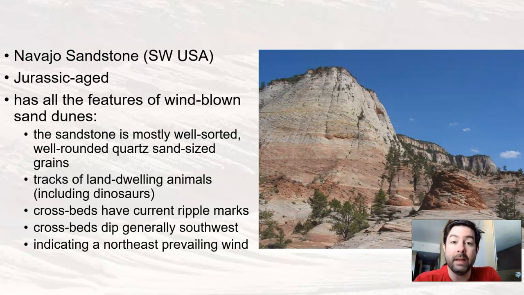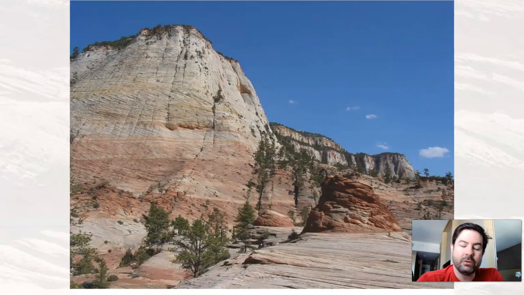We know it's land-based sand dunes because we see tracks of land-dwelling animals, including dinosaurs. So there are tracks of land-based animals, so most likely this is land-based sand dune cross-bedding. The cross-beds have wind current ripple marks. The cross-beds all generally dip in the same direction, so you can figure out the direction the prevailing wind was coming from as this was created. So that's how you interpret that.